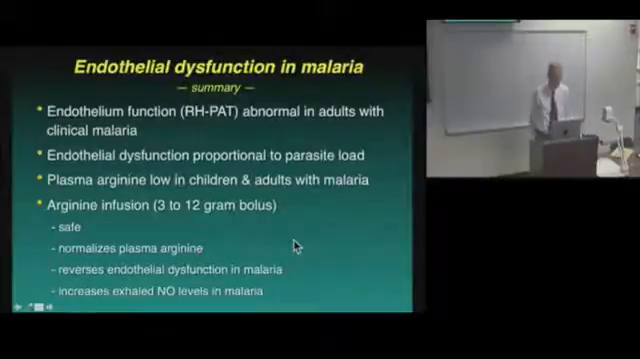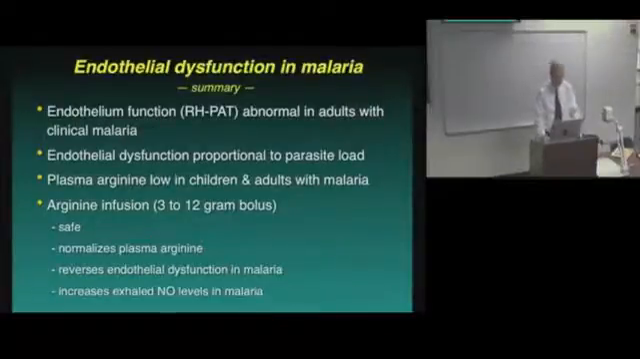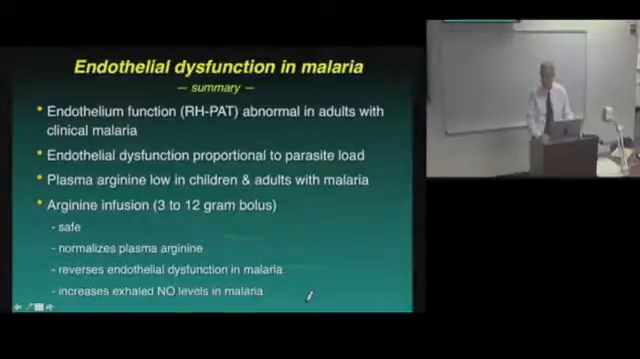So in summary, this endothelial dysfunction is pretty much universal and common in adults. We've tried to do this in children. We've had some trouble with the children because many of the children we work with are so small that their fingers don't fit into the apparatus well, so we're having trouble with that. The endothelial dysfunction, a lot of that I didn't show you, is directly proportional to the parasite load that we can measure well. And plasma arginine is low in these people, and if you give arginine, it's safe. It normalizes the plasma arginine. It reverses the endothelial dysfunction. It increases the amount of nitric oxide production in these people. Once again, this is adults.